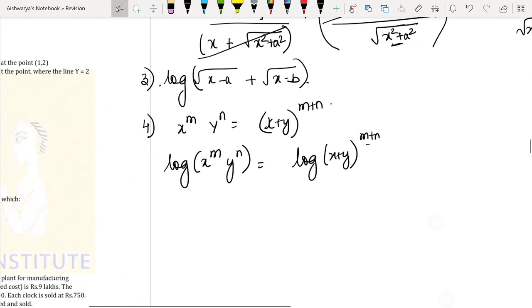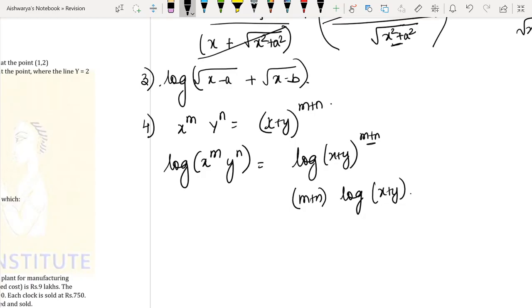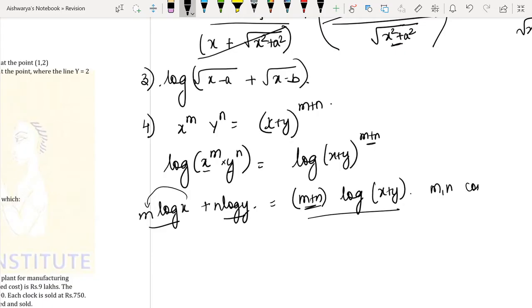Now this power you can take out on this side, it will become m plus n into log of x plus y. Now on this side, split it into two terms because it's a product here. Log x power m will come out. So it will become m log x plus n log y. After this stage I want you to differentiate it yourself. You have two terms here and you have one. M and n are constants. Keep that in mind and differentiate.